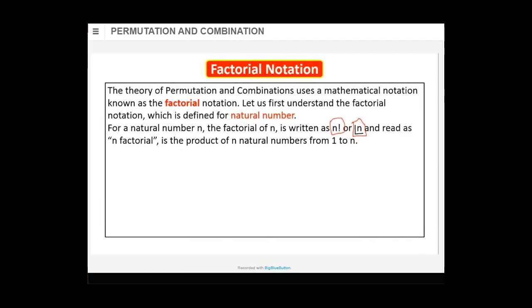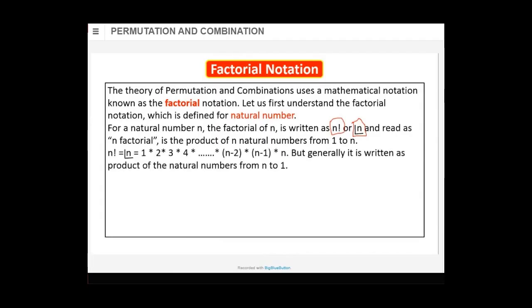Okay, and read it as n factorial is the product of natural numbers from 1 to n, but generally we write it the other way, n to 1. That is n factorial is equal to 1 into 2 into 3 into 4 up to n minus 2 into n minus 1 into n, but generally it is written as the product of natural numbers from n to 1. We don't write 1 to n normally, it's one and the same, it's multiplication. So 3 multiplied by 2 or 2 multiplied by 3 is one and the same. But we write it the other way around.